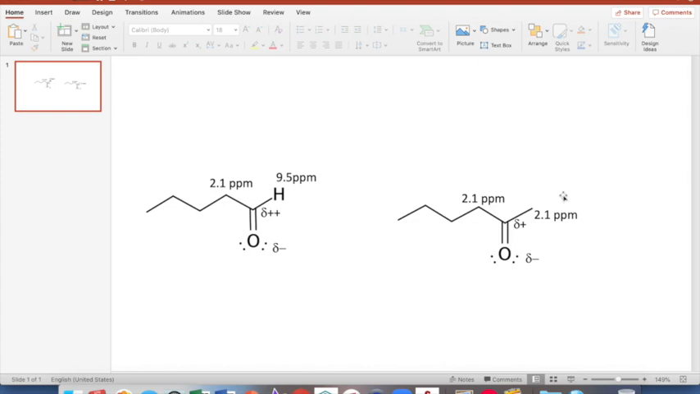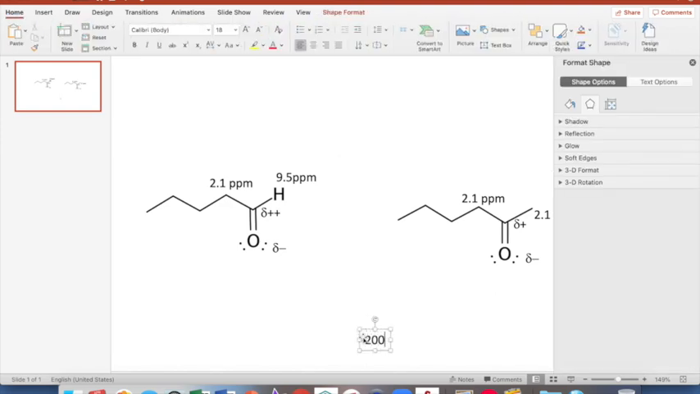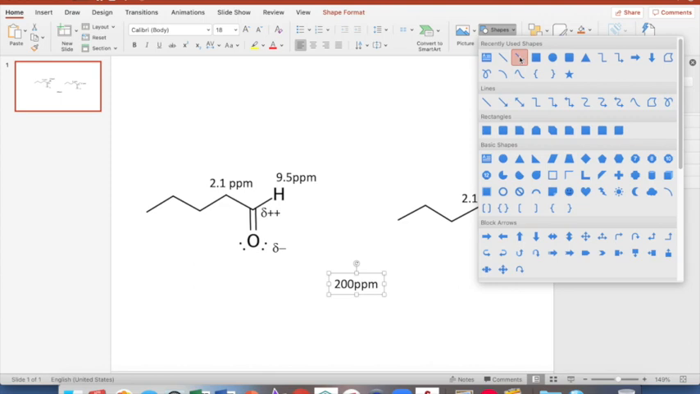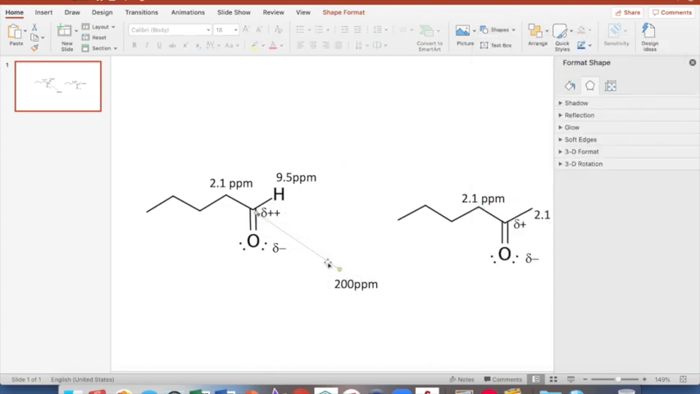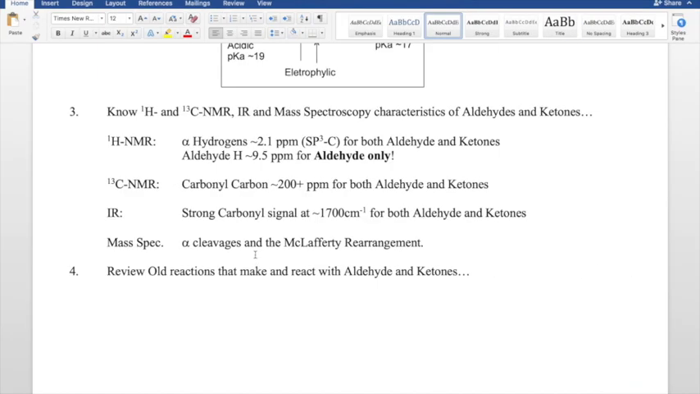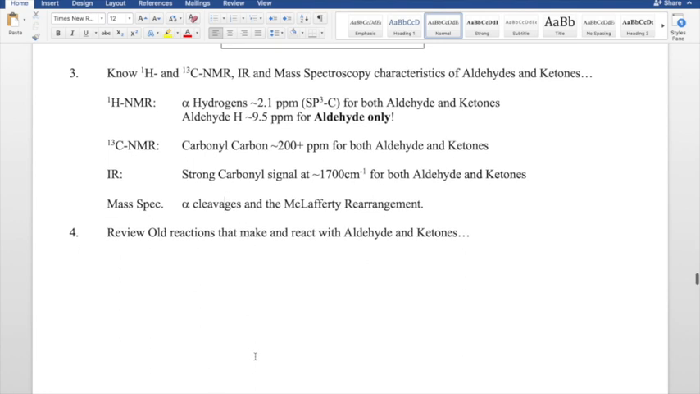And then in the carbon NMR, they both show up around 200 parts per million, the carbonyl carbon. So you can't really tell them apart in the carbon NMR because they both show up around 200 parts per million. But the proton NMR gives it away. And in the IR, we have the carbonyl at 1700. They both have that. Okay, looking good there. Mass spec, they can both do alpha cleavages, and if they're long enough, they can do the McLafferty.